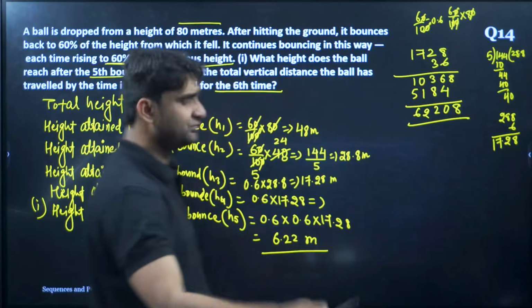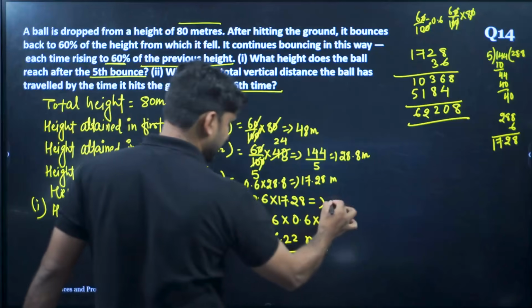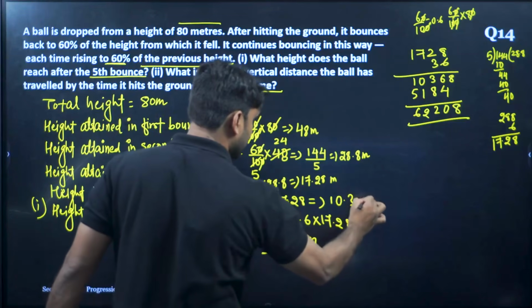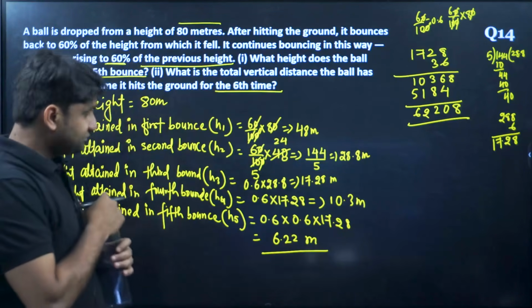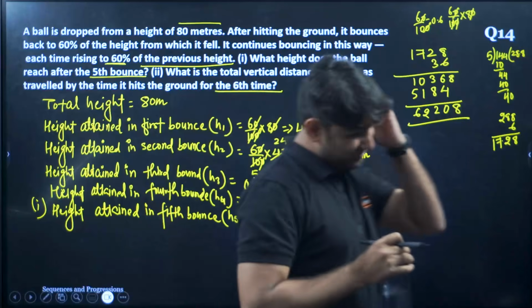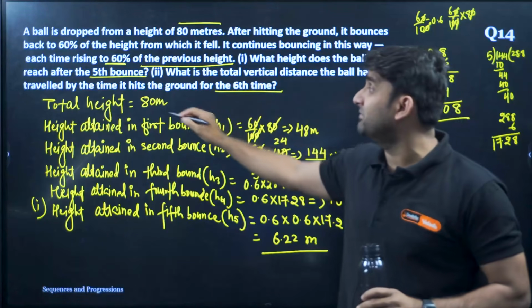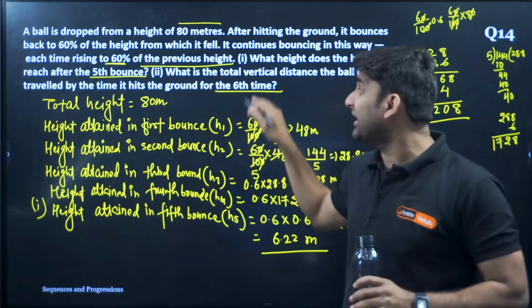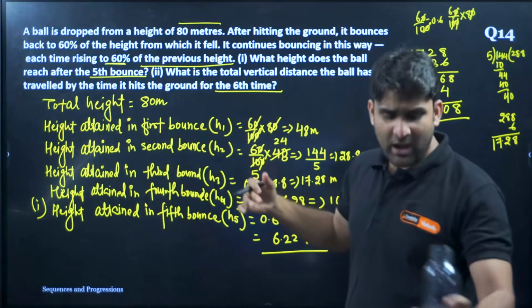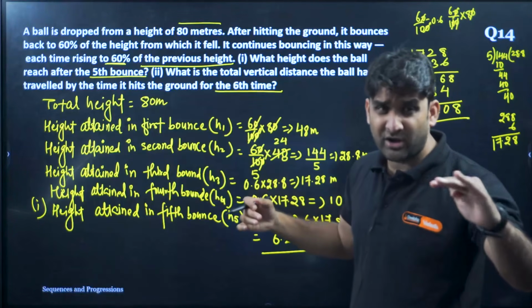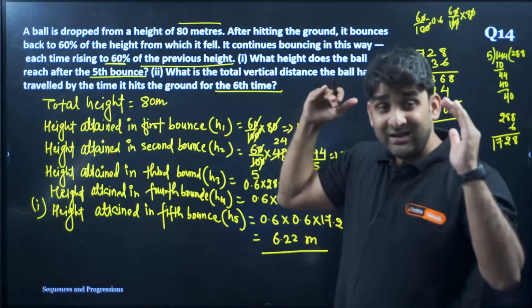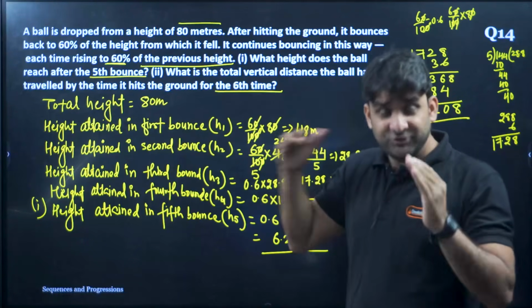Clear everyone? No? First write the answer of this. This is 10.3 meter. Okay, listen everyone. The second part is, what is the total vertical distance the ball has traveled by the time it hits the ground for the sixth time? I mean, the ball is just about to hit the ground for the sixth time. Till that, what is the total vertical distance?